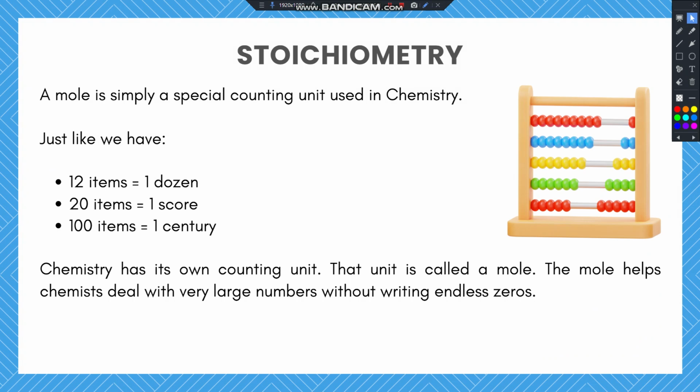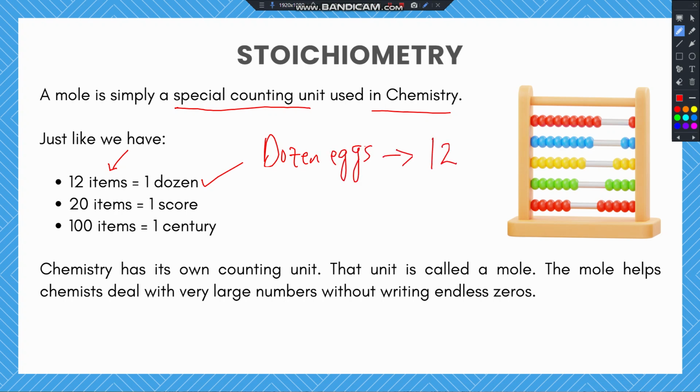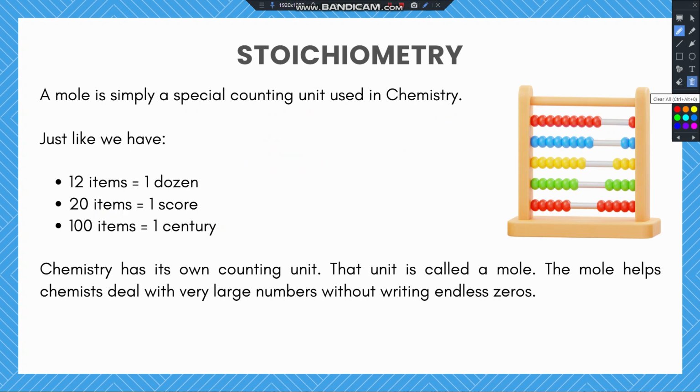Before we do that, it's important to note that a mole is simply a special counting unit used in chemistry. Now, in the world today, we have different counting units that are used in different concepts. For example, when I say a dozen, I am simply referring to 12 items. So if I say a dozen eggs, for instance, I am simply referring to 12 eggs present. When I say a score, I'm referring to 20 items. When I say a century, I'm referring to 100 years. You see, all these counting units refer to specific numbers that are grouped into a single unit.